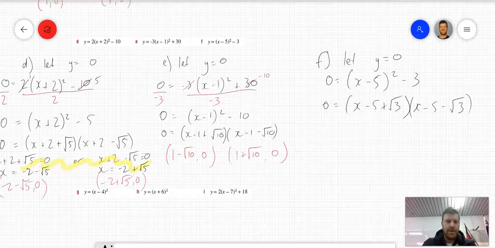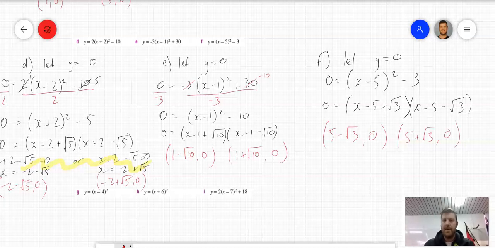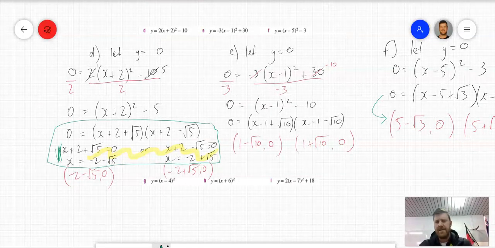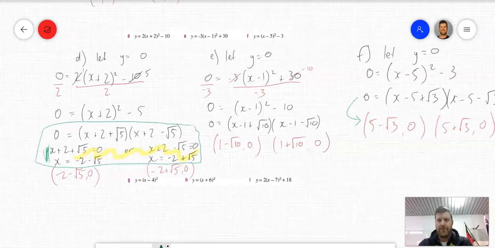And from there, I'm just going to give you guys the coordinates of the x-intercepts, which will be (5 minus root 3, 0) and (5 plus root 3, 0). Okay, and again, to see how I've gone from here to here, you can refer back to the example I've got over here. It's the same process. I'm just skipping over these 2 steps for you guys because it's just the null factor law. Okay, and we've covered that previously.